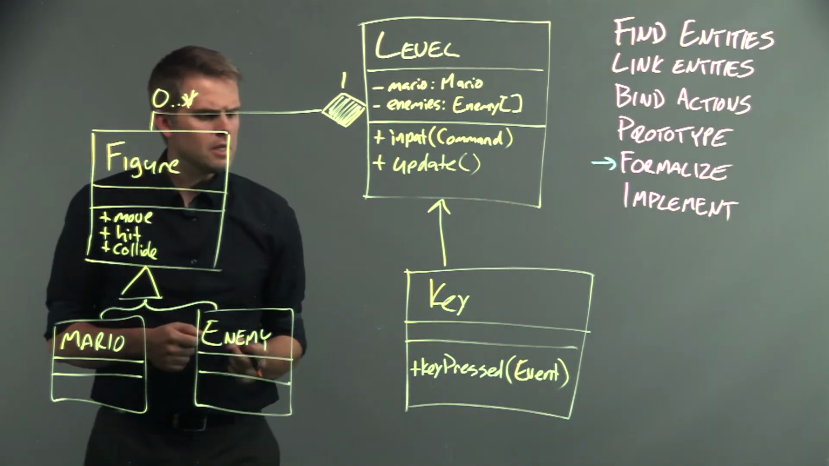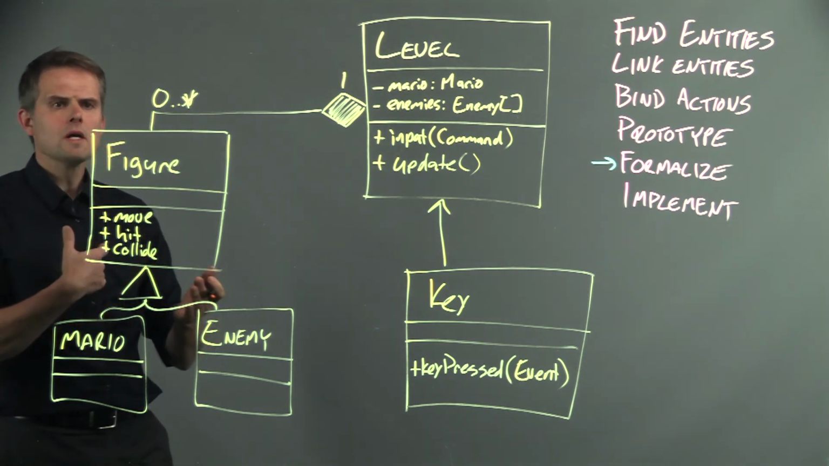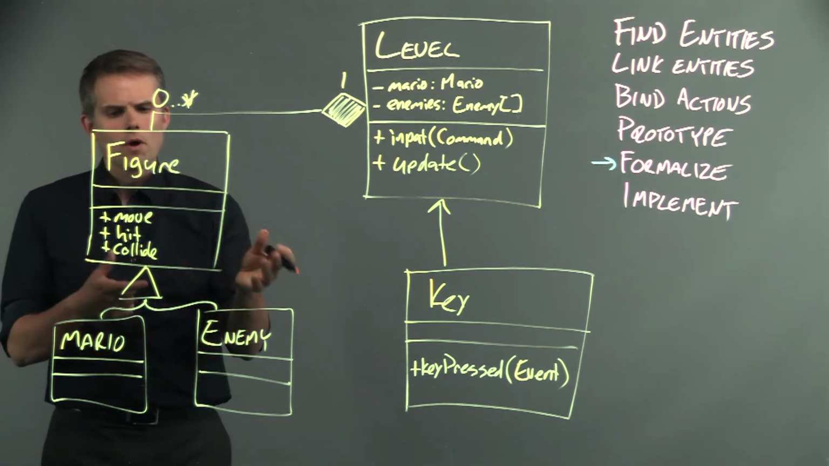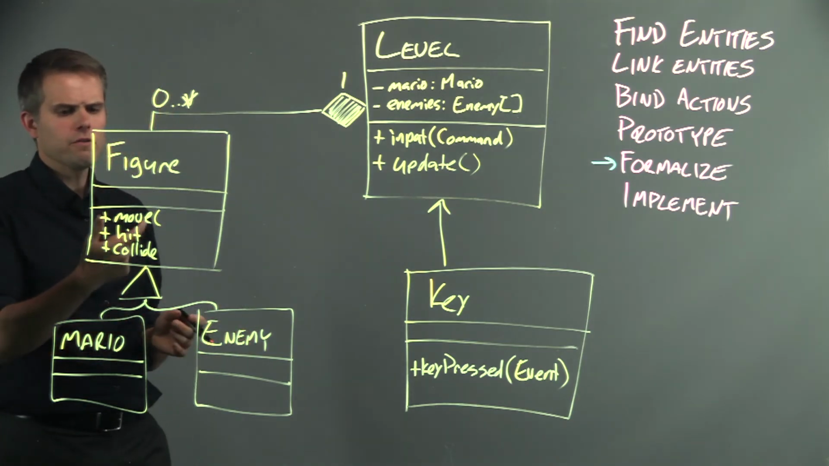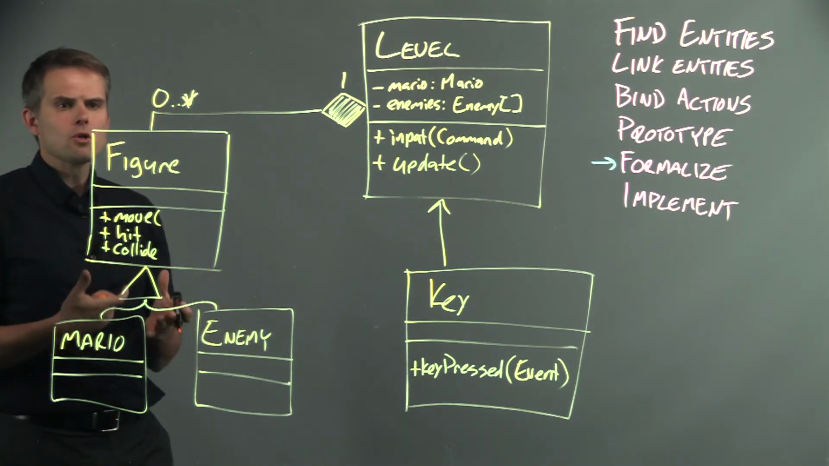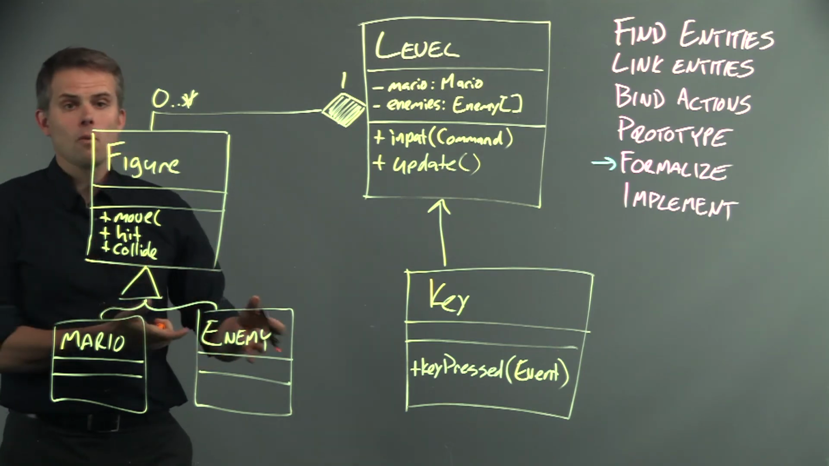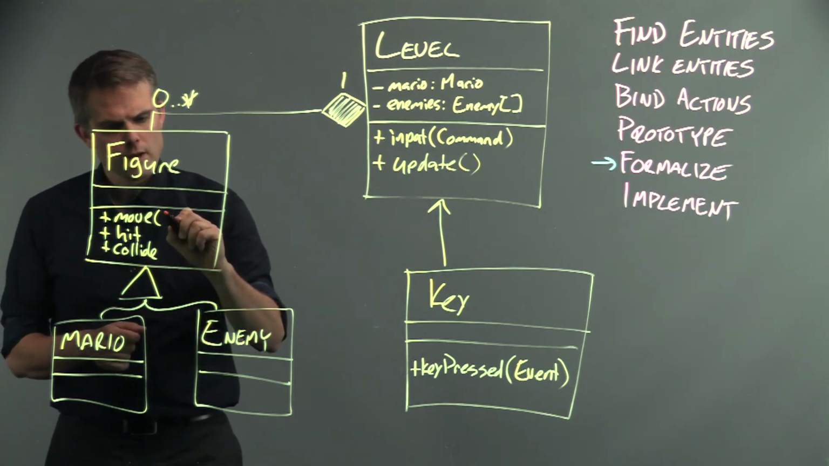And just like with the key class, we need to think about what is going to actually be taken here, right? What are the parameters going to be? And the parameter for figure, for move, has to be some notion of a direction, right? We need to know in what way is the figure going to move. So let's go and change this to take a parameter direction.